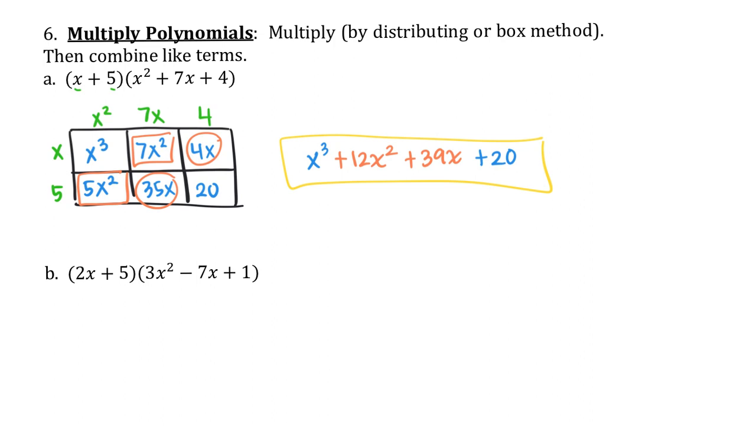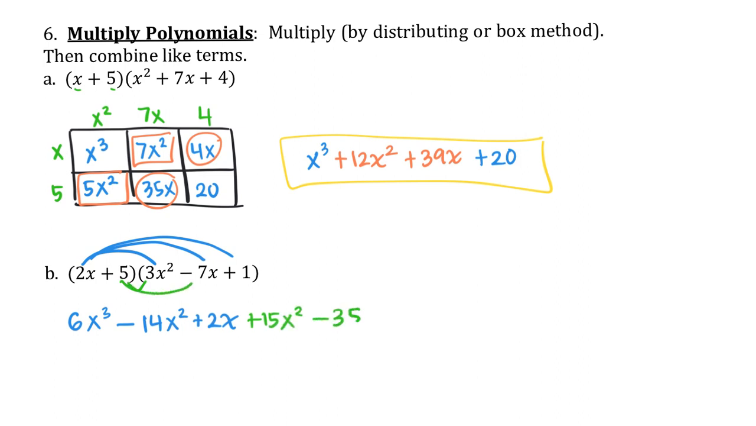Okay, now if you like the box, box the second one. If you like to distribute, let's distribute. And we're just distributing to all 3 places. Okay, 2x times 3x, 6x to the third. 2x times minus 7x, minus 14x squared. 2x times 1, plus 2x. Let's distribute the next one. 5 times 3x, 15x squared. 5 times negative 7, negative 35x. Positive 5. I have 6 terms, just like this had 6 things in the boxes.